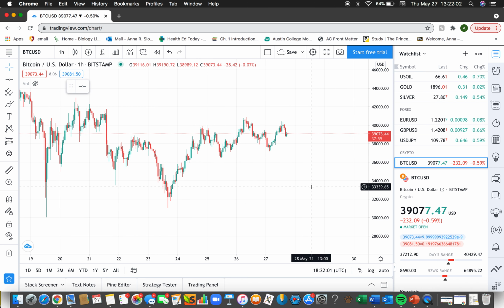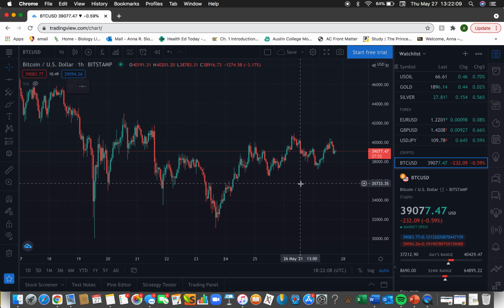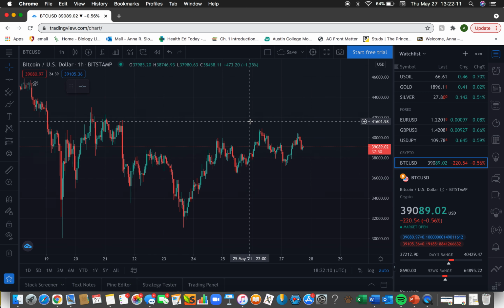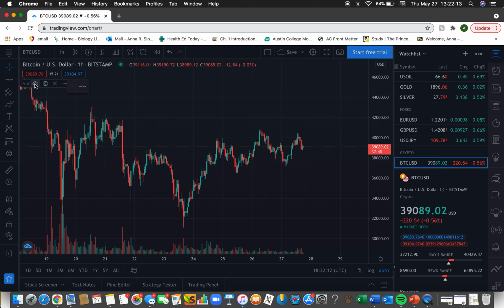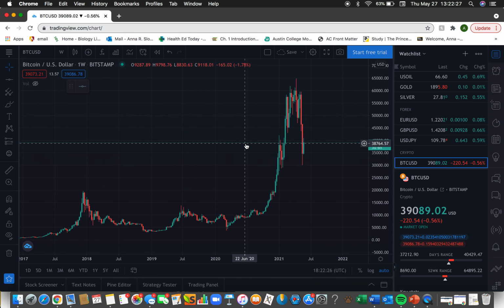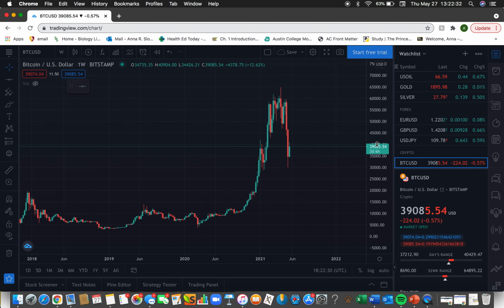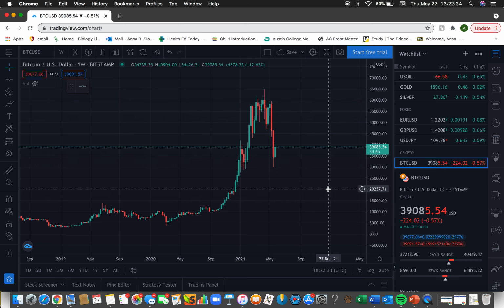So, first things first, we're going to change this white to the dark because the white's annoying on your eyes. Then next, you're going to turn off your volume over here in the left corner. Turn it off. Then you're going to go to the hour up here, where you pick the time frames. Go up to the weekly charts because those are the levels that we're going to be building the market structure off of. All right, now that we're at the weekly charts, it's time to start building our market structure.